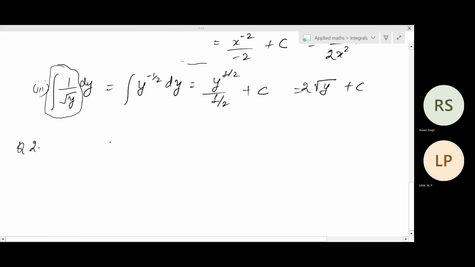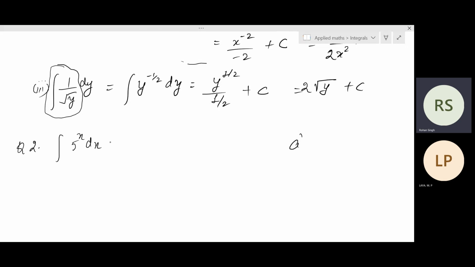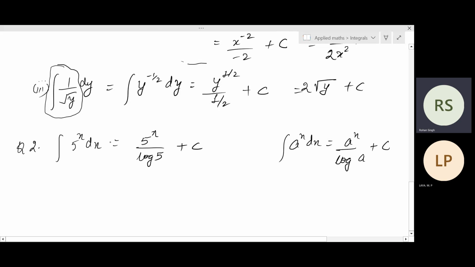We have 5 raised to the power x. Here we have to use the a^x rule, the integration of a^x dx. So we'll be doing a^x over log a plus c. This can be integrated to 5 raised to the power x over log 5 plus c.